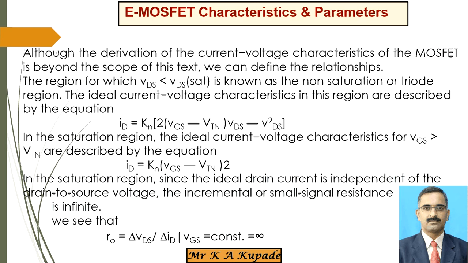In the saturation region, the ideal drain current is independent of the drain to source voltage. Independent of the drain to source voltage, the incremental or small signal resistance is infinite. Whatever the drain to source voltage is, if the drain current is independent of it, then that small signal resistance is considered R0, equal to delta VDS divided by delta ID, for VGS equal to constant, that is, infinite. It depends on the VGS value.